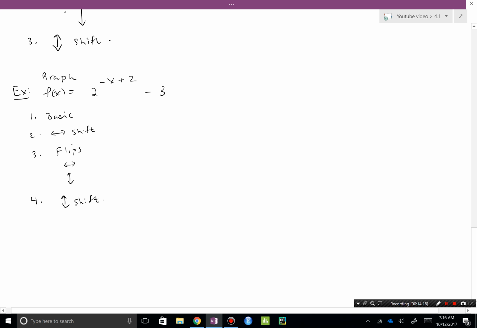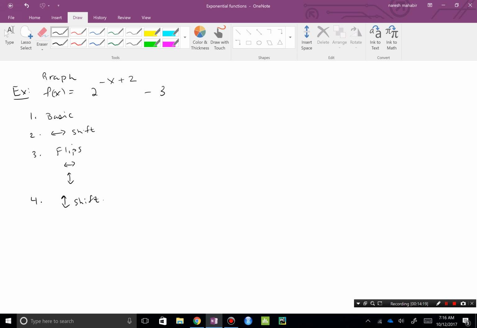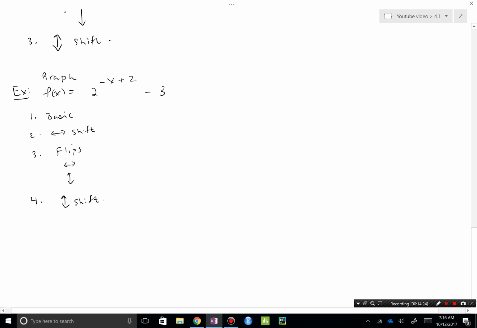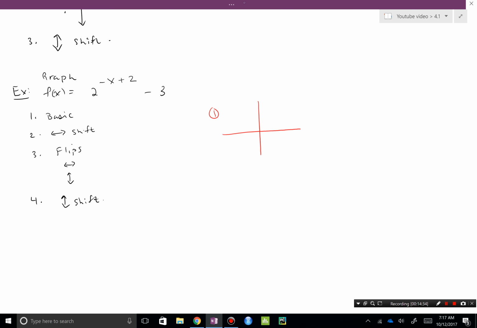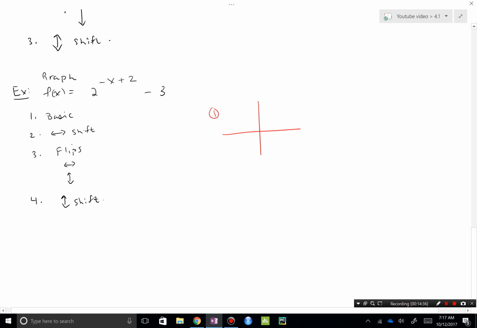Alrighty, guys, here we go. Let me start color coding. So the basic graph obviously is an exponential. Okay? So the first graph, 1, I'm going to draw just because I see it's 2 to some unknown stuff, is going to look like this. Too bad they don't have a graph paper thing on OneNote. That would be awesome.